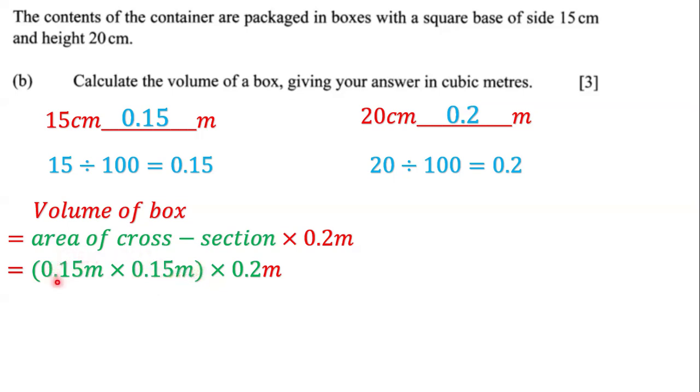So the area of the cross section is going to be 0.15 meters multiplied by 0.15 meters, and we multiply that by the height. All right, and so when we multiply 0.15 meters times 0.15 meters, we get 0.0225 meters squared. And when we multiply that by 0.2 meters, we get 0.0045 meters cubed. And that is the volume of the box given in cubic meters.